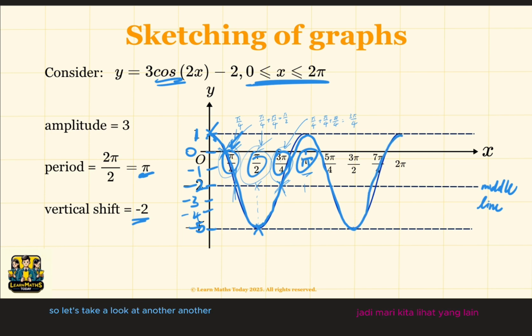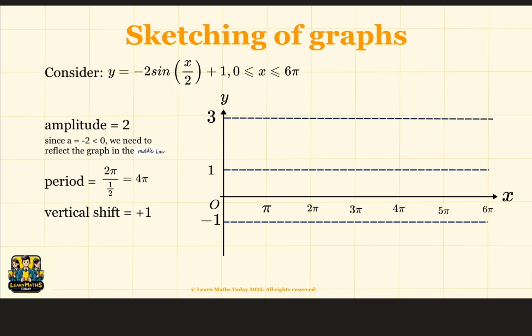So let's take a look at another equation. Y equals minus 2 sine of x over 2 plus 1. Right, this is my equation. Now, the amplitude in this case is 2 because the A value is minus 2. And remember, the amplitude is actually the magnitude of A. So amplitude is 2, not minus 2.